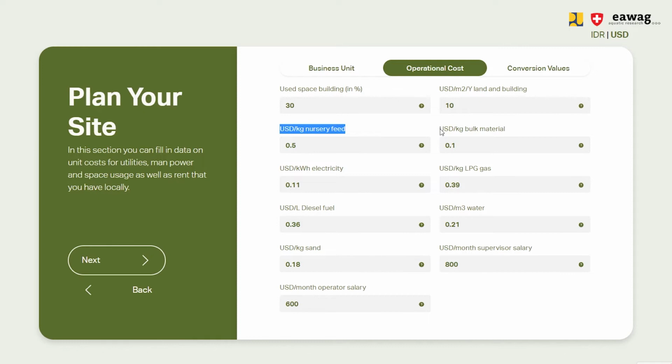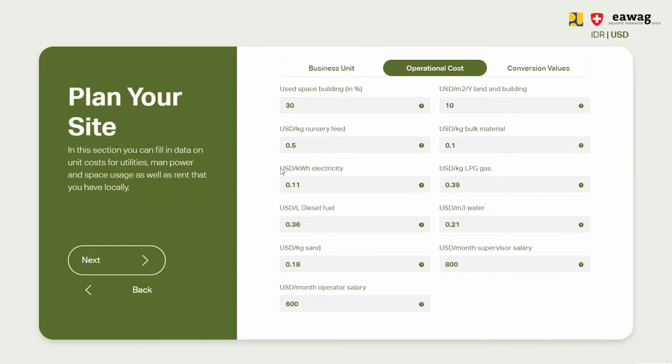The fourth option that you can add a value for is the bulk materials. We explained to you in the BSFL conversion chapter that if your waste material is too wet, you can add a bulk material to dry out your substrate. Here you can fill in the cost per kilogram of this bulk material.